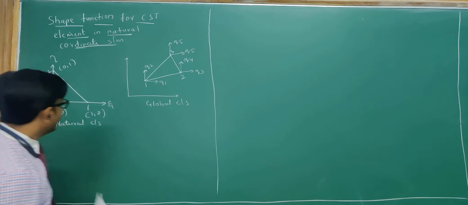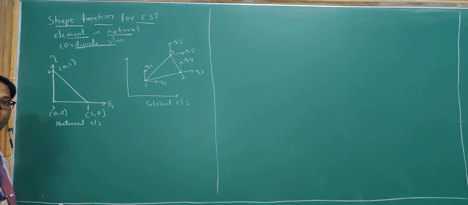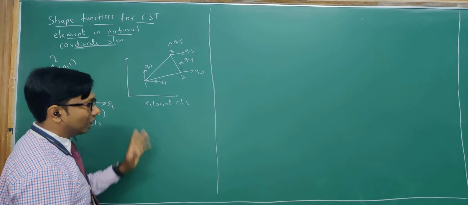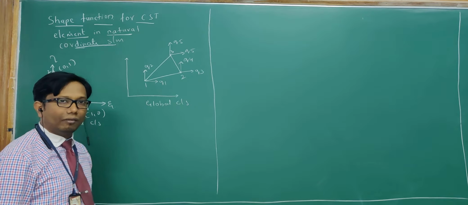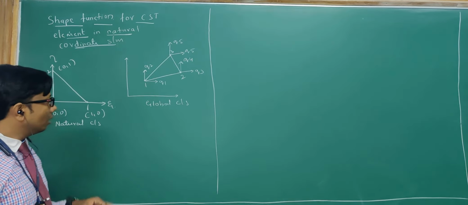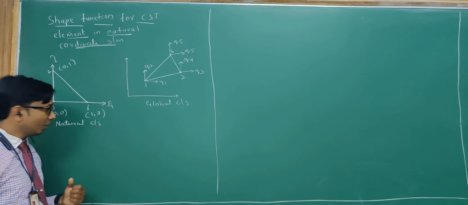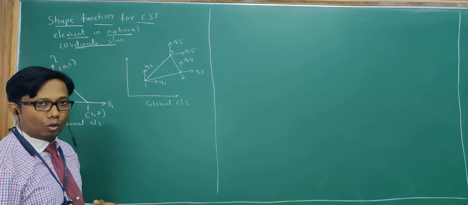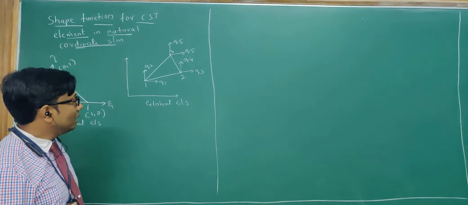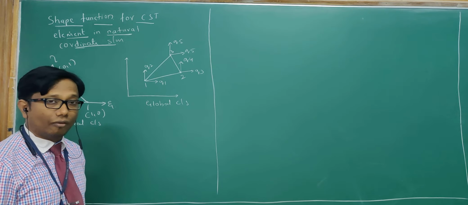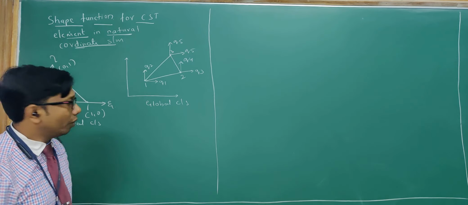So today we will be studying how to derive the shape function for this particular element. The shape function can be derived in two ways. One is in terms of the global coordinate system, or we call it the Cartesian coordinate system, and one more is the natural coordinate system. Today we will be seeing how to derive this shape function in the form of the natural coordinate system.